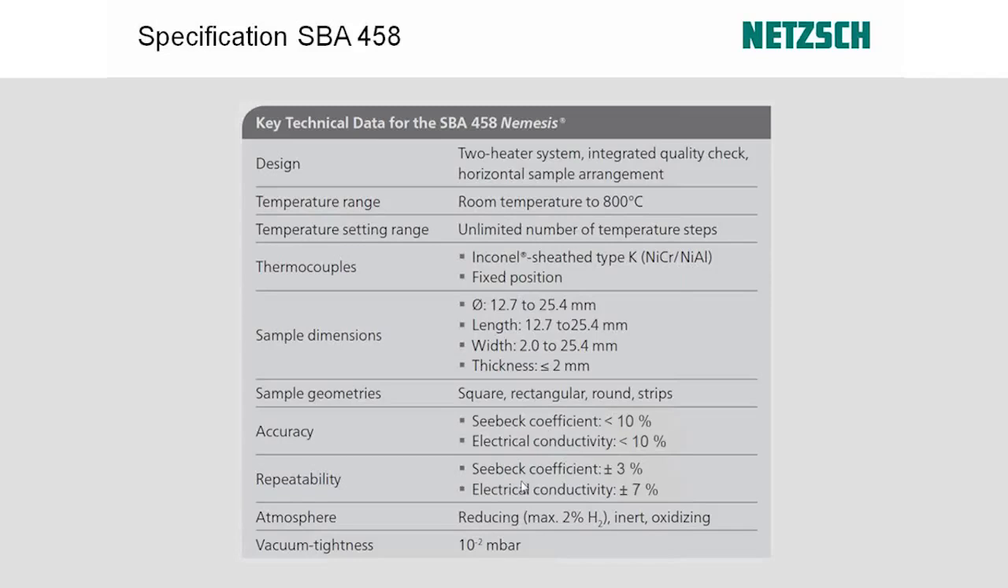Accuracy, Seebeck coefficient and the electrical conductivity can be performed with accuracy of better than 10%. Repeatability is plus or minus 3% for Seebeck coefficient and plus or minus 7% for electrical conductivity. For atmosphere, we can run in reducing atmosphere with a maximum of 2% concentration of hydrogen, inert atmosphere, and oxidizing atmosphere. The system is also vacuum tight with a minimum pressure of about 10 to the minus 2 millibar.